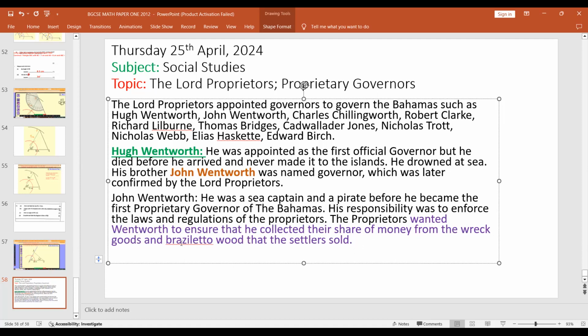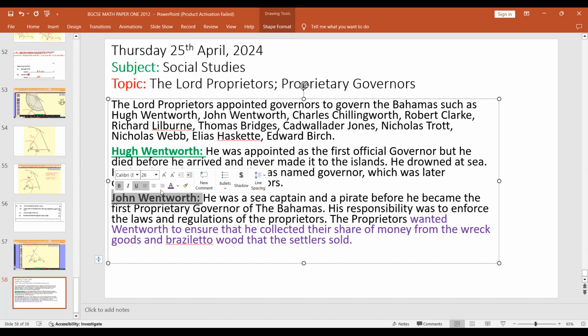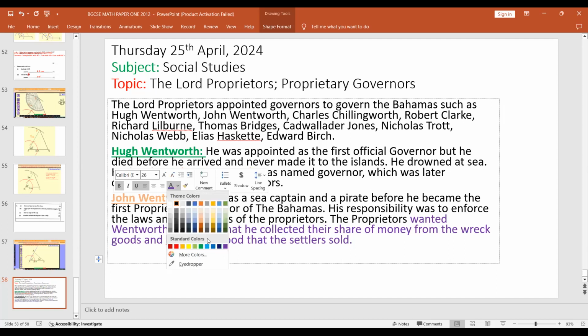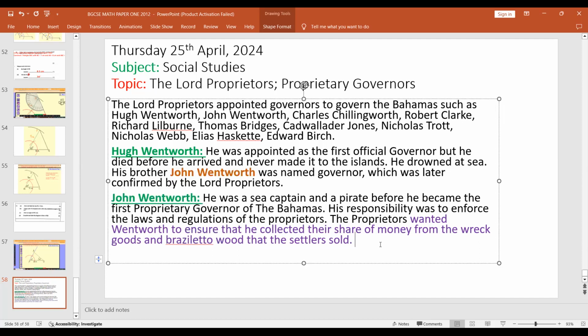And John Wentworth was supposed to make sure that the people would basically, kind of like a tax, give to the Lord Proprietors a portion of the money that they made from either the wreckage or the Brazilito wood that they sold, right?